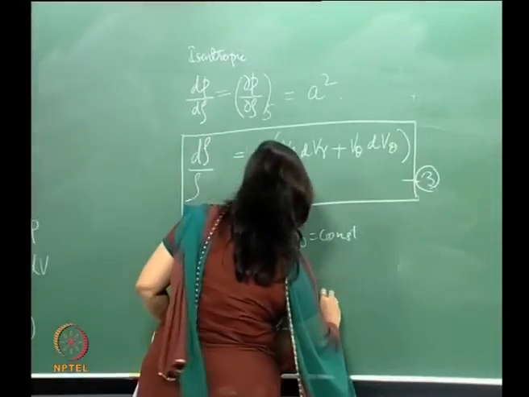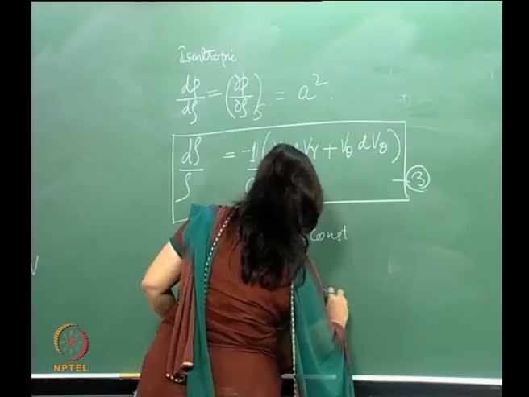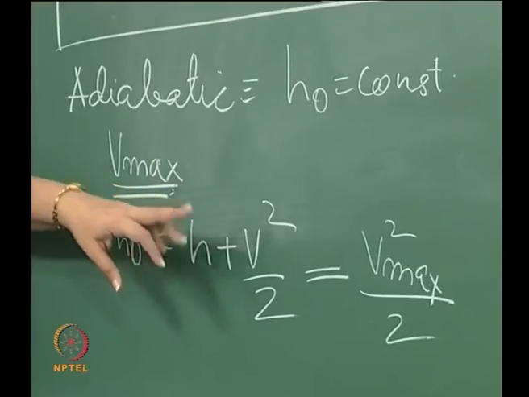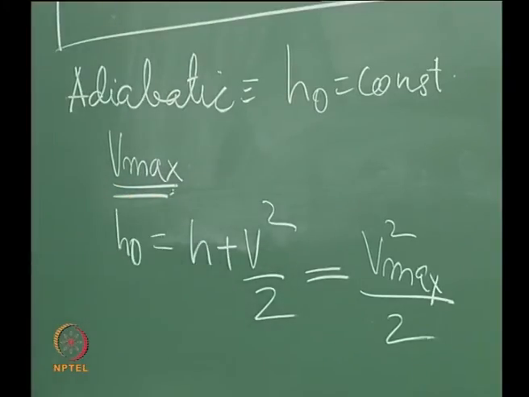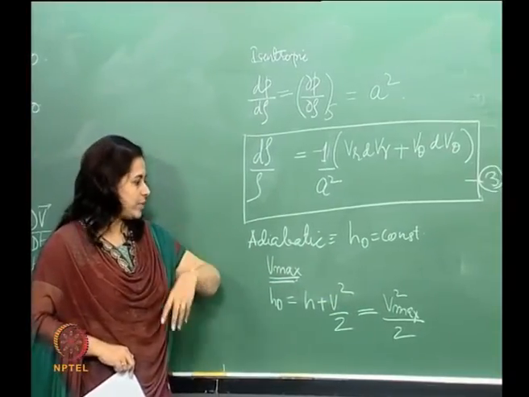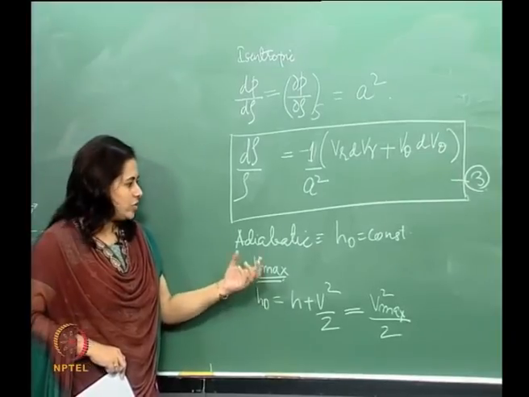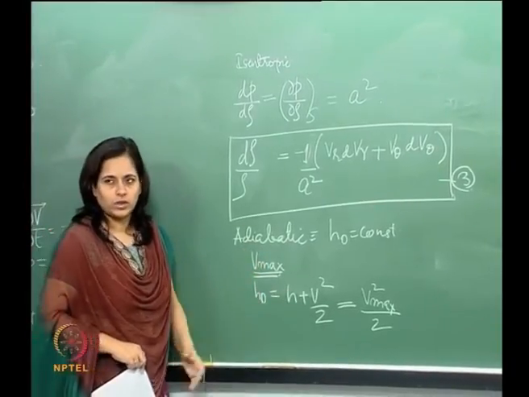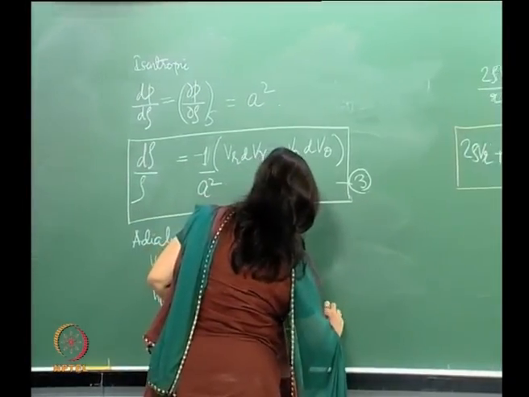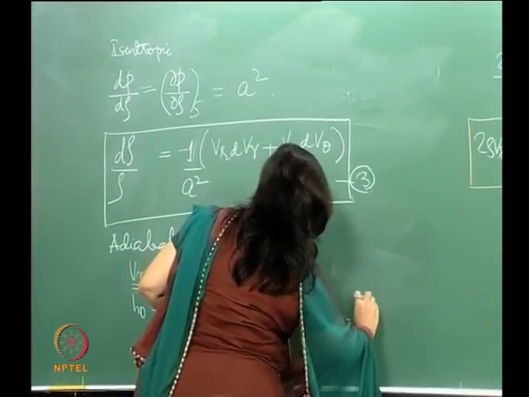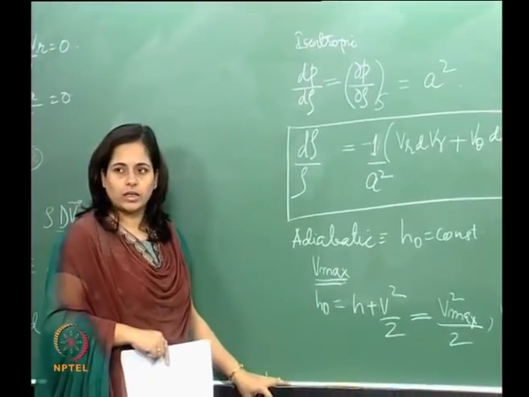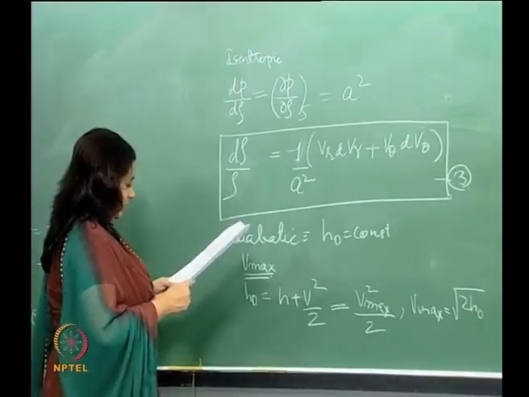So, what we get here is my new reference, another new reference velocity. This is a velocity which essentially I am reaching by expanding the flow from reservoir conditions to a place where the temperature is 0. So, what you can see from here is that V max is equal to under root 2 times the reservoir enthalpy.